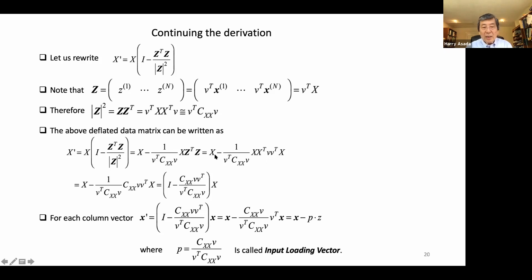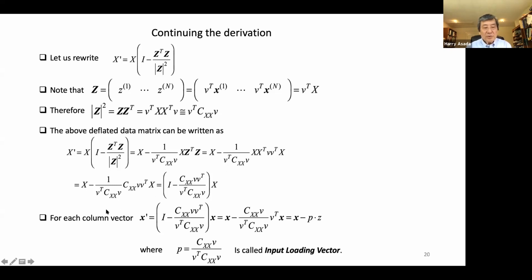So, factoring out the X from the right, because X is existing here, we can write this one in this way, right? So I replace this one by CXX. And X is existing on the right side, so we can factor out X from the right. So these two show different formats, although they are basically the same.